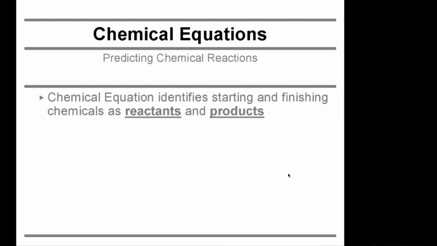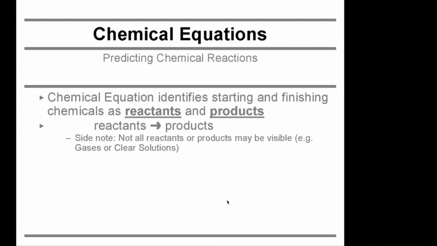No big deal. So a chemical equation identifies the starting and the finishing chemicals as reactants. We start with reactants and we end up with products. So reactants are on one side of the arrow. They react with each other, and as they do, they generate products. Think about this little arrow almost like an equal sign, right?